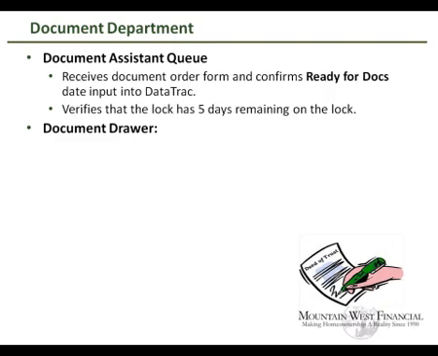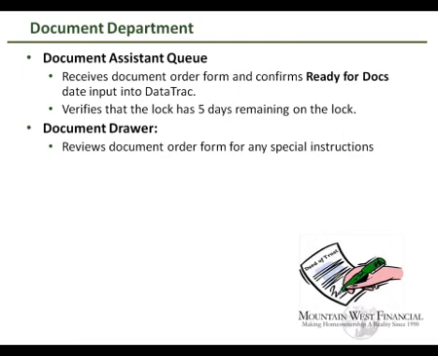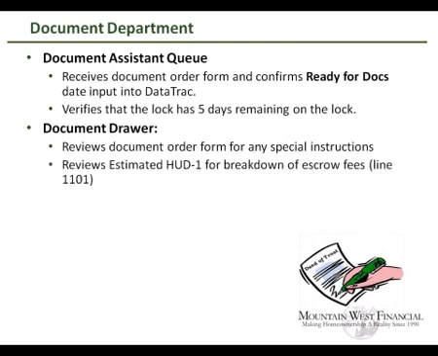Now the document drawer. The document drawer reviews the document order form for any special instructions from you, where to send the docs to escrow, if you want them picked up, if you want them emailed, and so forth. They also review the estimated HUD-1 for the breakdown of escrow fees, especially those line 1101 escrow fees.